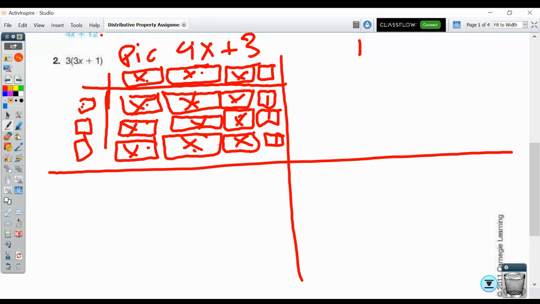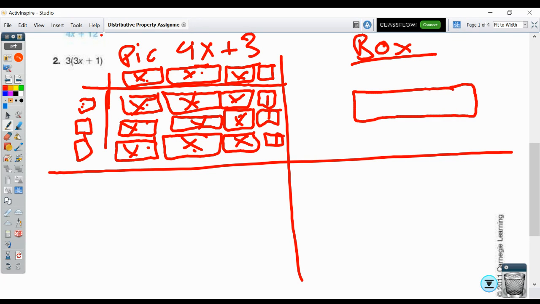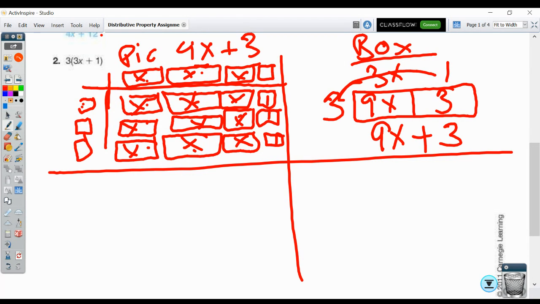Over here, we have the box method. In the box method, we're going to set it up like you did in elementary school. So I'm going to put the 3x up top here, and then I'll put the 1 over here, and this is an area model. So I've got 3, and then I multiply. 3 times 3 is 9 x's, and then I multiply times the second group. 3 times 1 gives me 3. So my answer is 9x plus 3.